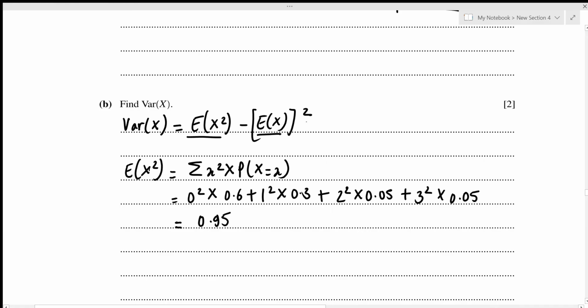Now let's just substitute the values. This is going to be 0.95, and we know expectation of x to have the value of 0.55. We need to square it, which gives us the final variance of 0.6475.